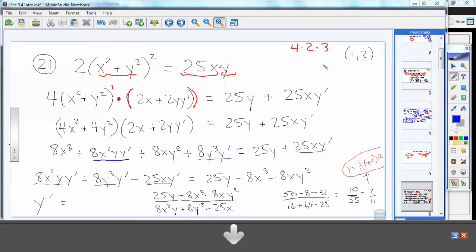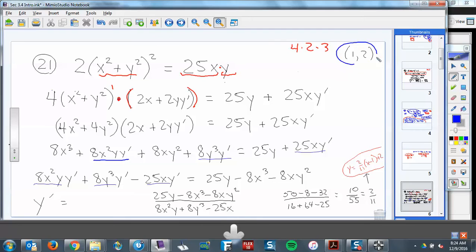Then what's left? Now, in the gateway test, we'd be done. We'd just stop right there. But there's your x and your y. Plug that in, which I did right here. I got 2/11ths for my slope. So now you have a point, (1, 2), and you have the slope, 2/11ths. And there, in the red, would be your tangent line.